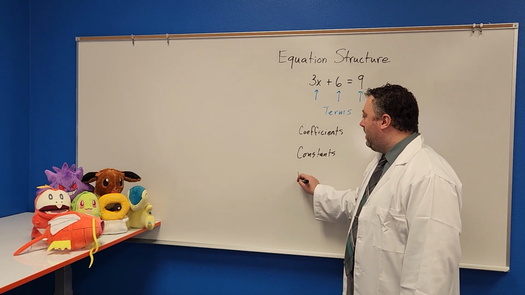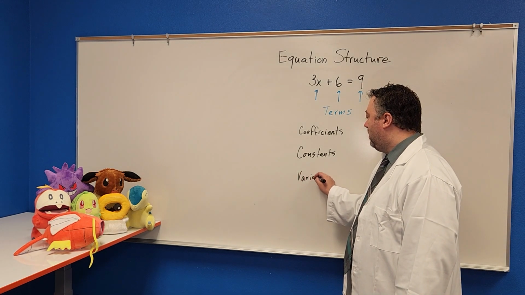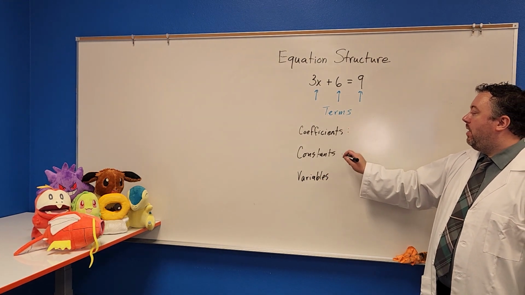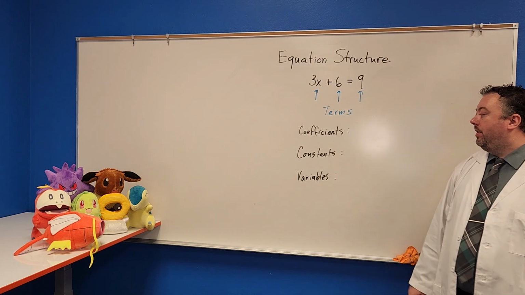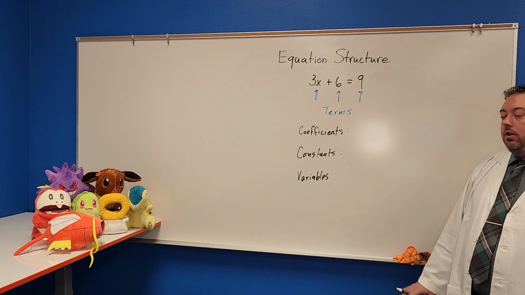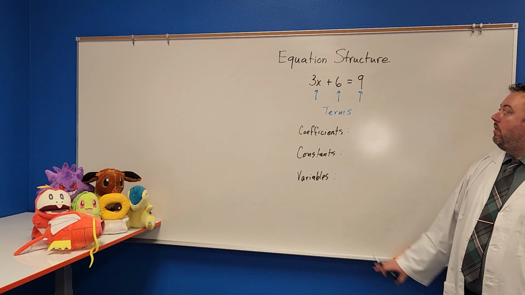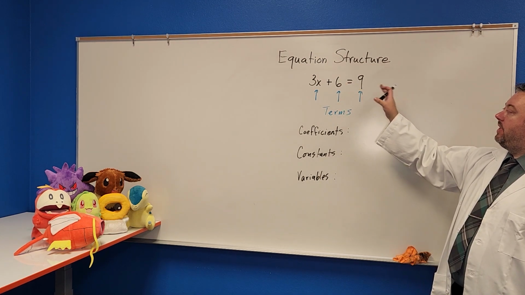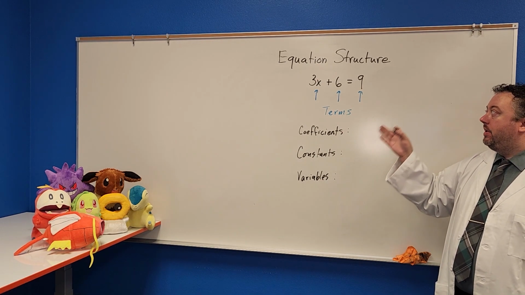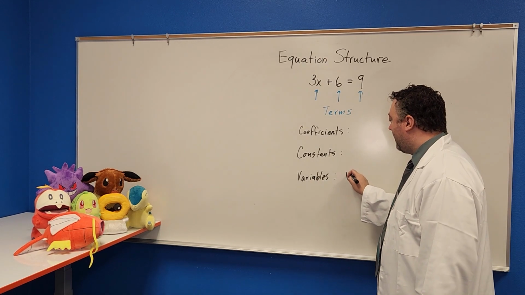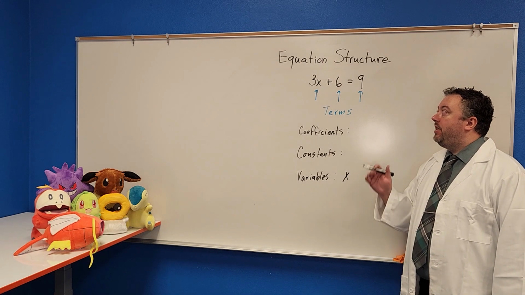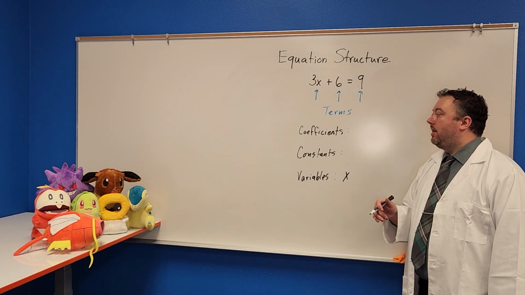I might also add in here, just to be clear, variables. Variables talk about what are not the numbers. So, let's start with variables. When we look up here at 3x plus 6 equals 9, there is one variable being used. That variable is x. So x is the only variable we see in this equation. But we do see three numbers: a 3, a 6, and a 9.